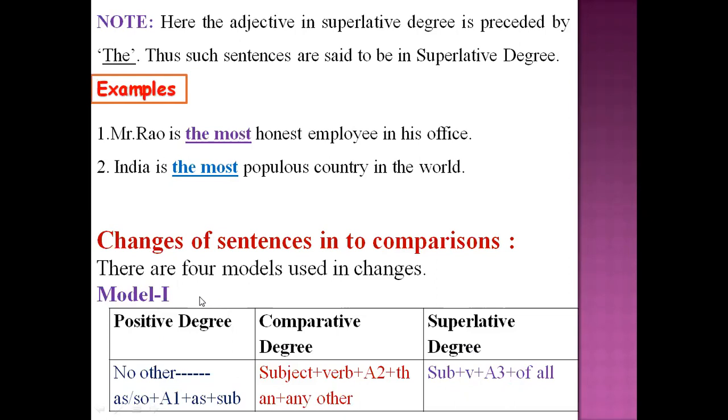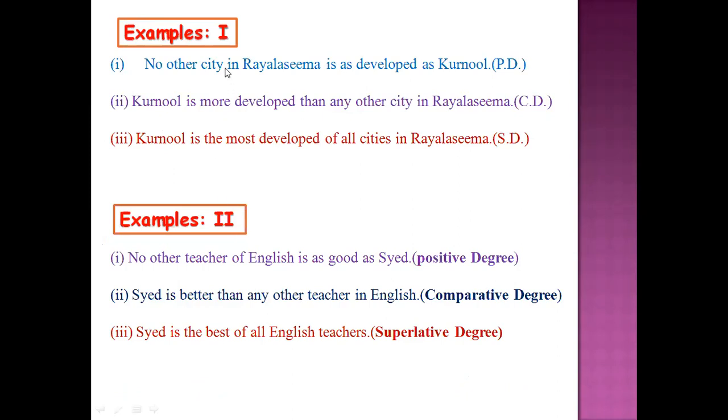In this model number 1, let's take some sentences and we are just replacing these words in all these places. That means we are using all these words in the sentences. Example: no other city in Rayalaseema is as developed as Kurnool. This sentence is in positive degree. Now, how do we change this sentence into comparative degree? We are comparing Rayalaseema to Kurnool. We are taking two things and also we have to use than and the second form of the adjective, A2.